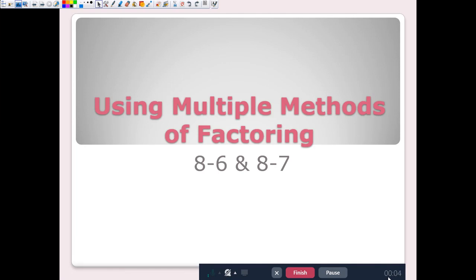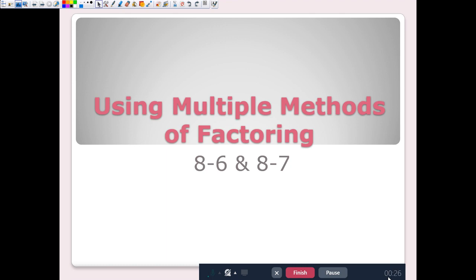Okay, so this is a continuation of all of the lessons that we've done so far, all of our factoring lessons. Just like on Friday, how we reviewed each type of factoring, today we're going to be combining. We're going to be using multiple methods to factor, just like it says. So we're going to be taking our steps that we have beforehand.